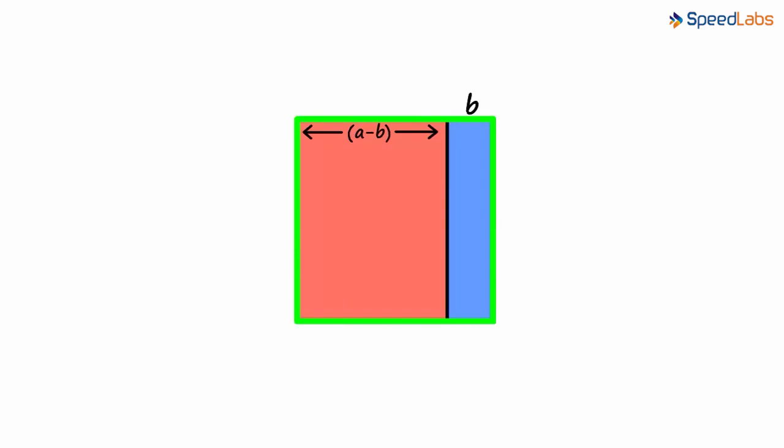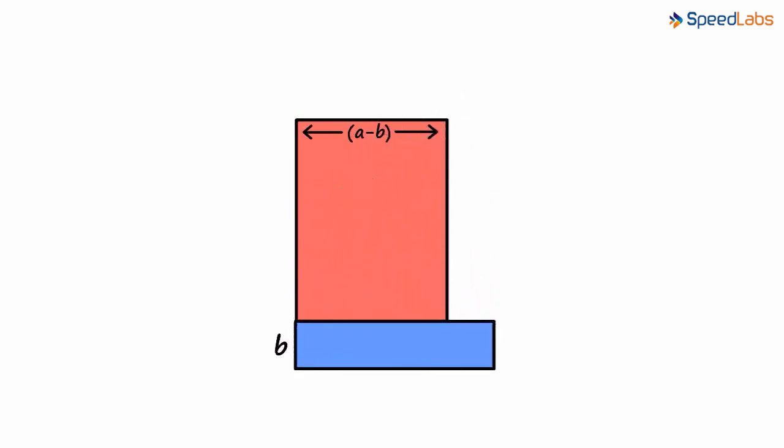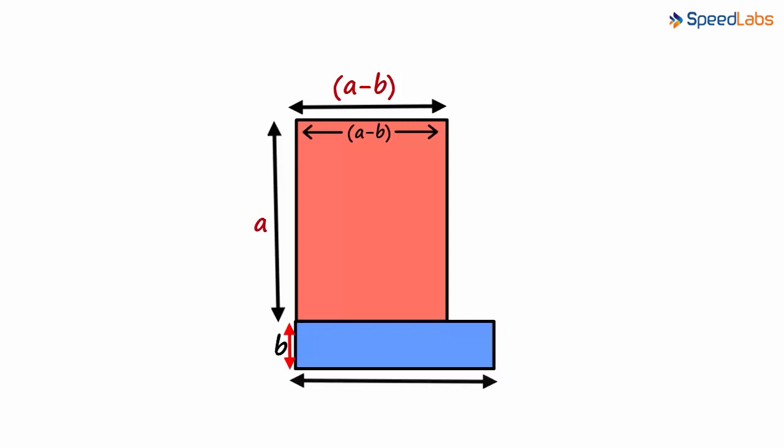How about we position the rectangles differently? Let's take the one on the right and place it horizontally under the other rectangle. Now it gets interesting. This length is a minus b. This is the side of the square which is a units. This measures b units. This was also the side of the square which measures a units. This is b units. This as well measures b units. This is a square of side b units.